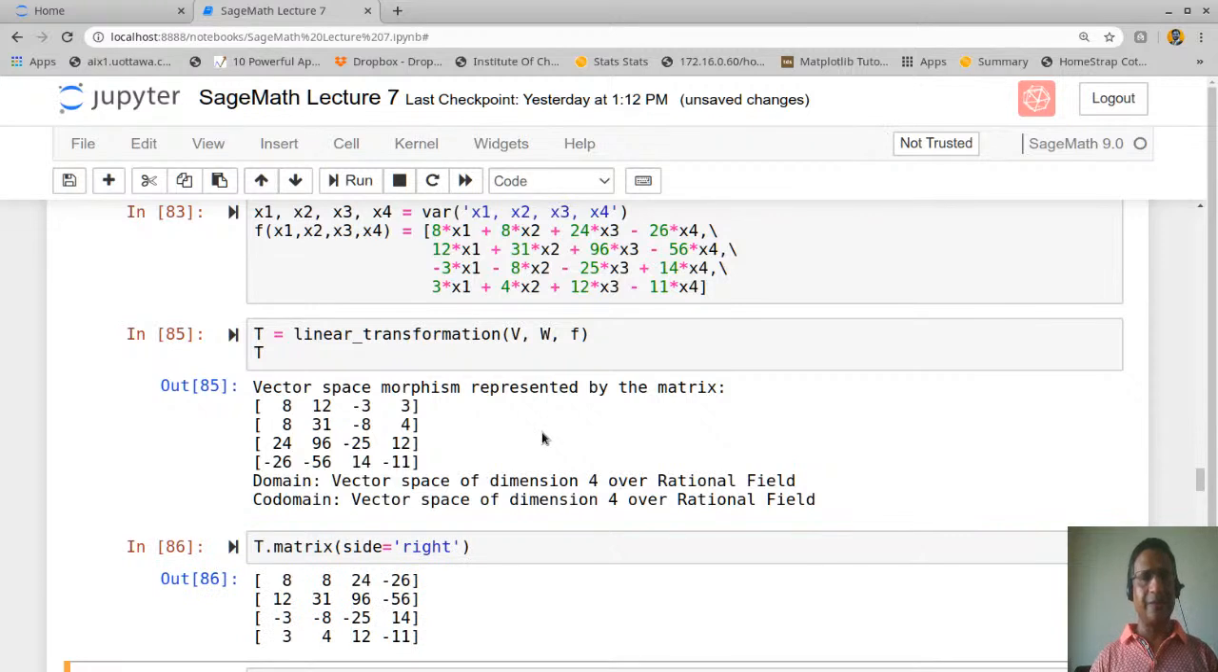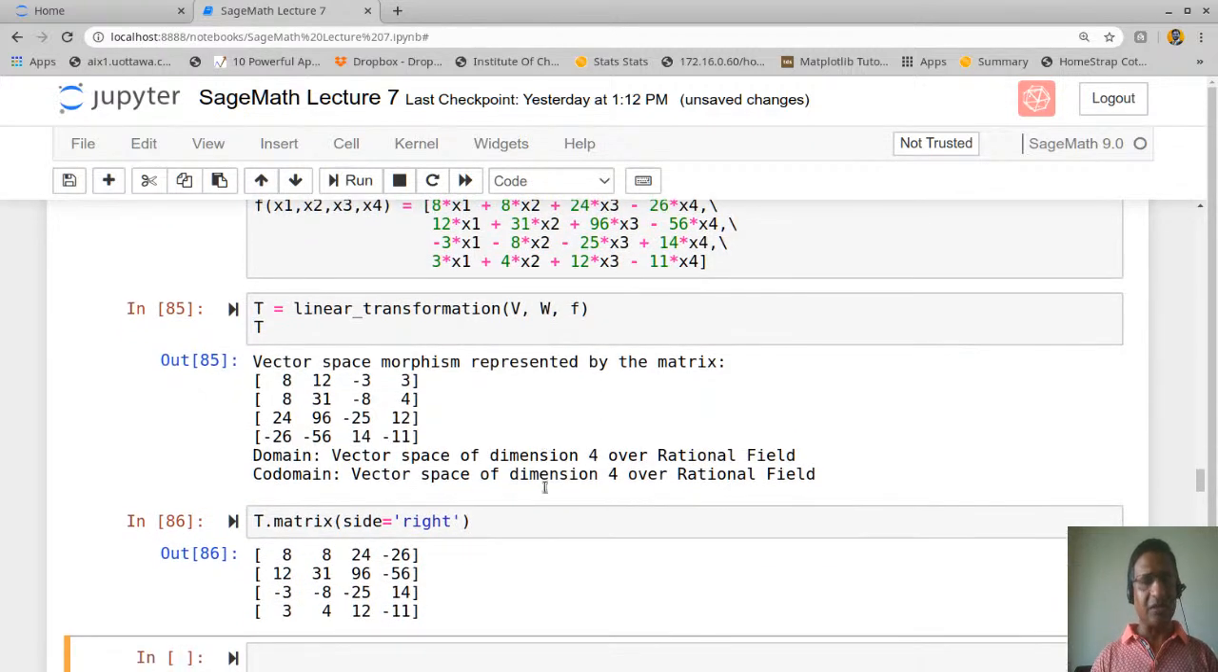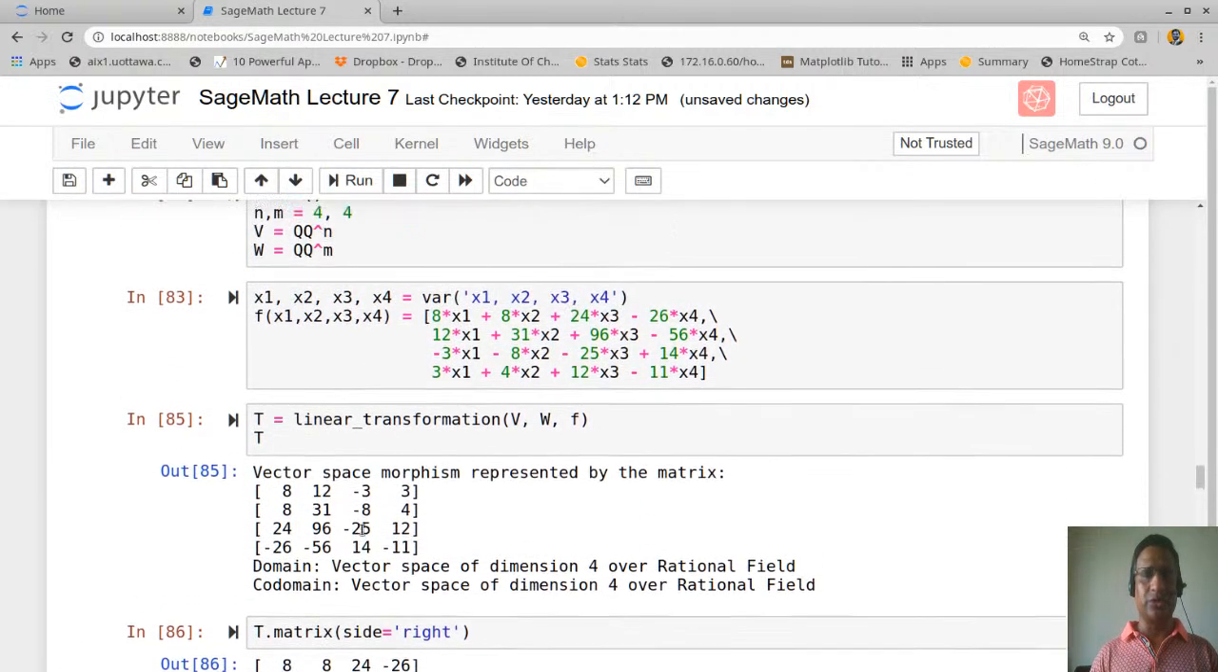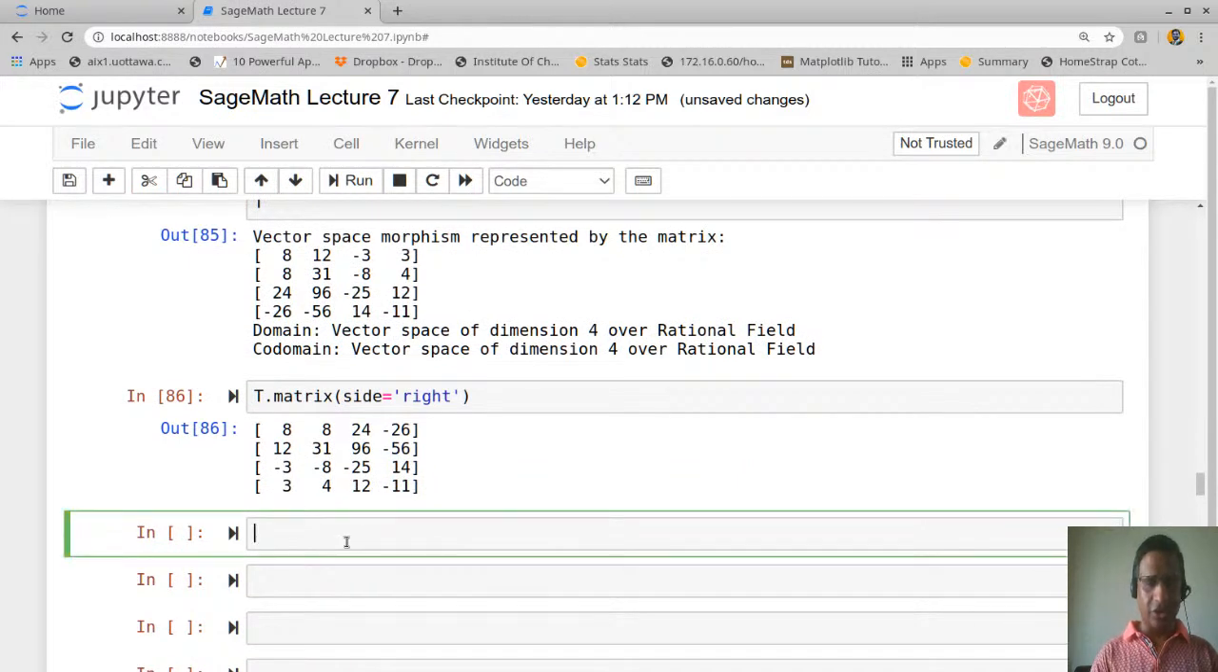Okay, this is the matrix of the linear transformation, but this is with respect to the standard basis. We have not specified what the basis is, so by default it will take the standard basis. Now of course you can check what T of, let us say, E1 is. T of E1 should be the first column, T of E2 should be the second column, T of E3 should be the third column.